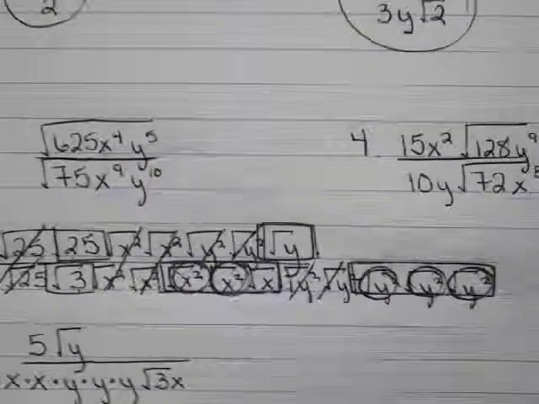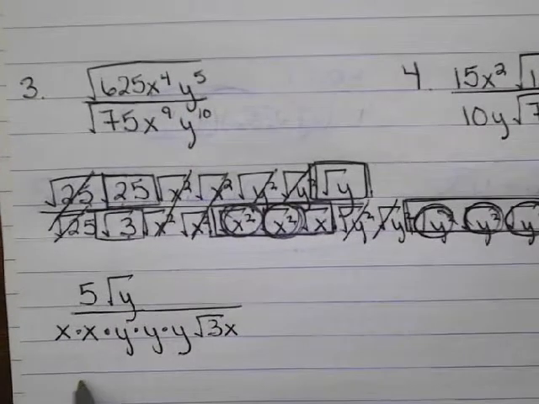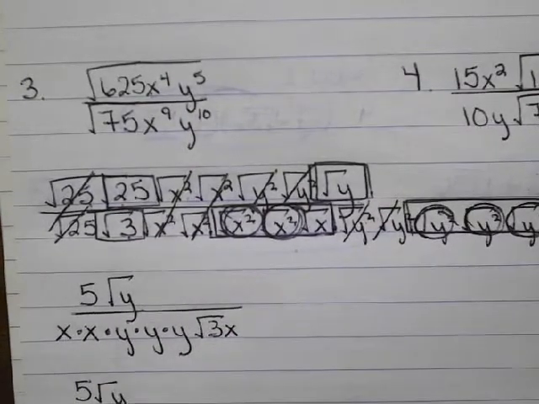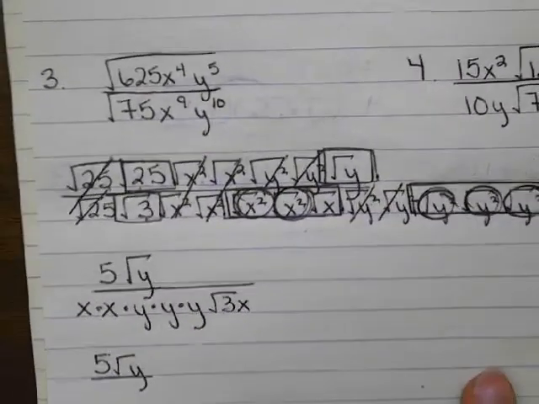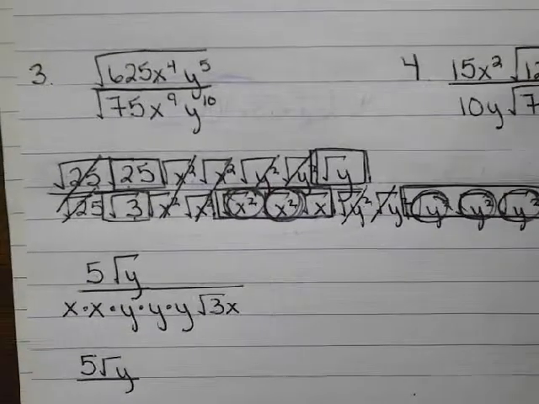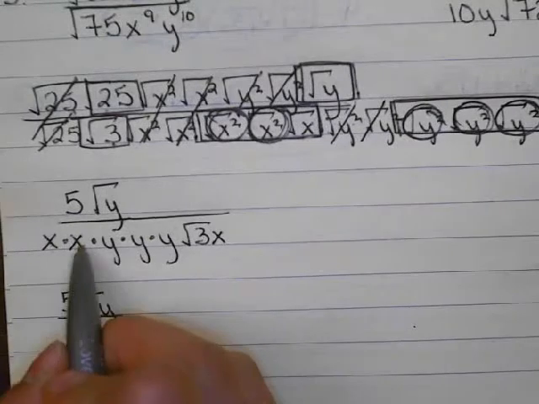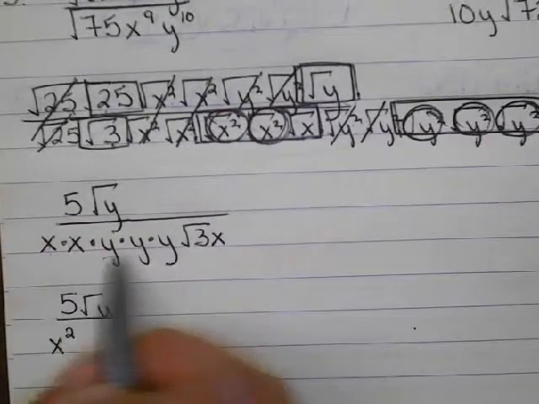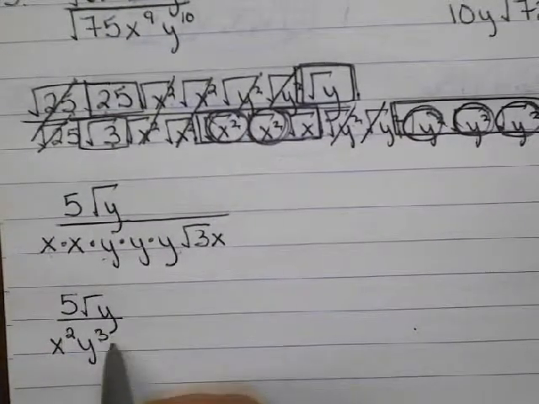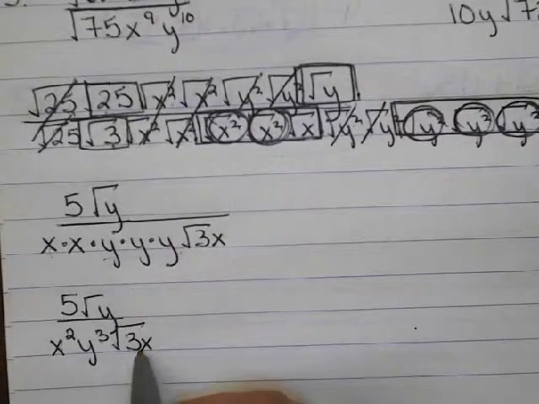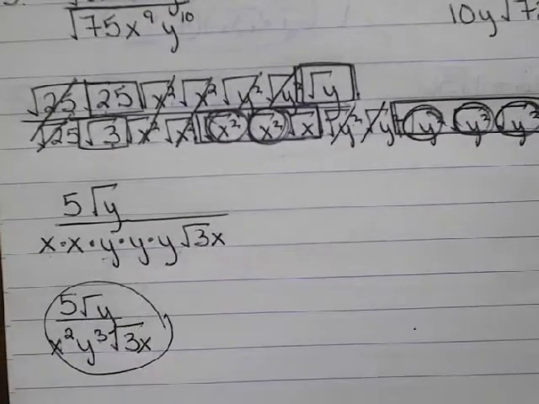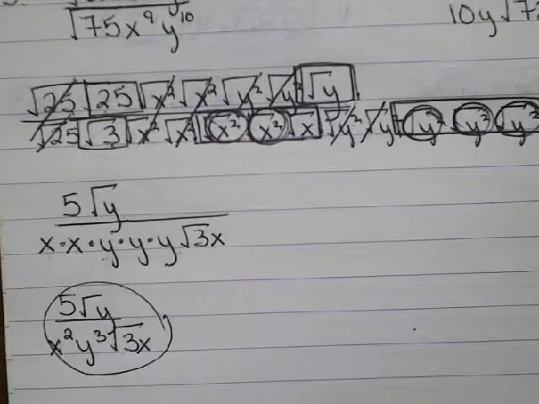Now let's simplify one more time. Gives me 5 radical y over x times x is x squared, and I've got 3 y's here, y cubed, with a 3x left on the inside. And that would be my final answer.